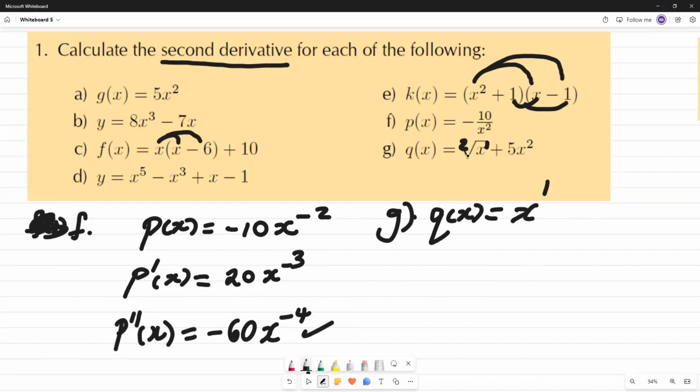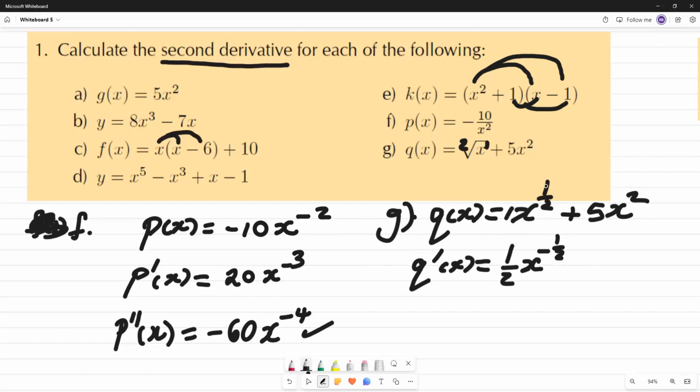The outside root is square. So it's 1 over 2 minus, plus 5x squared. Now let's do the first derivative of Q. Remember here there's 1, so 1 times half is going to be half. Then we have x to the negative half because we're minusing a 1 there. Plus 10x to the power 1.